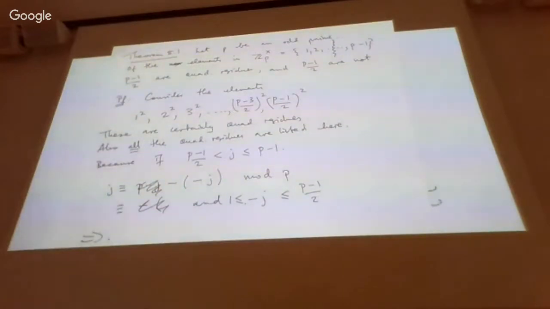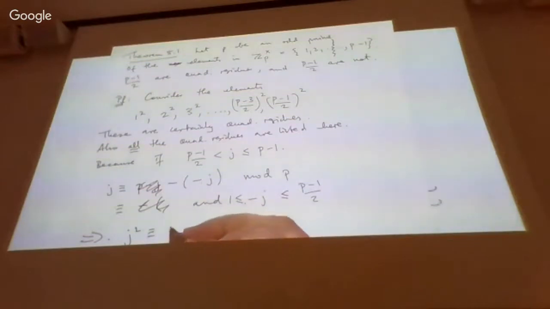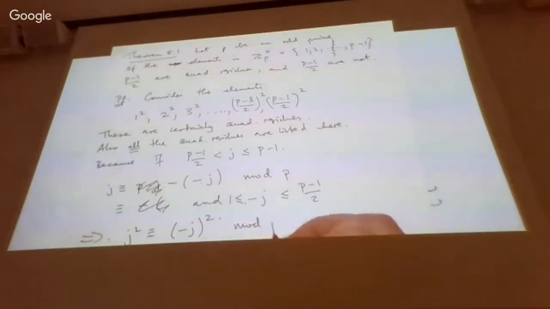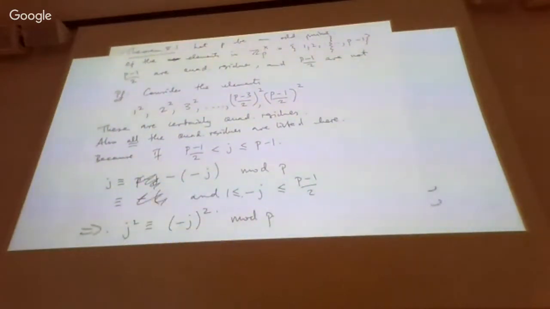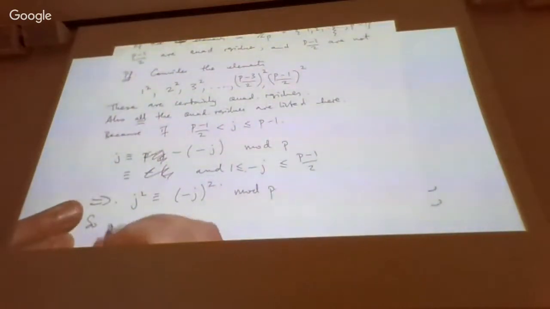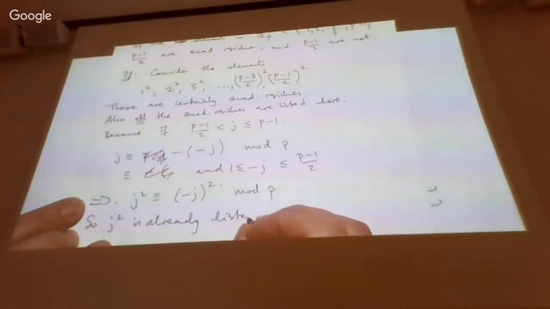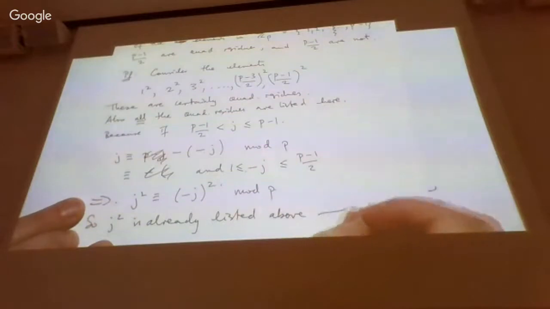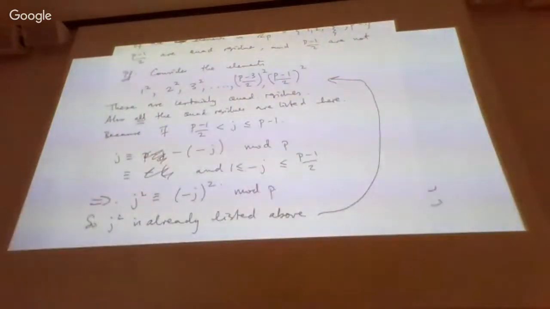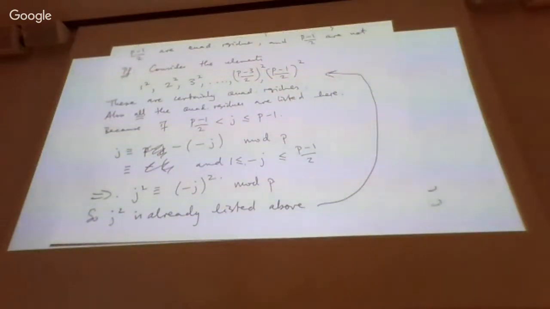But when you square both sides, you get that J squared is congruent to the square of minus J, which is just minus J whole squared. Squaring chops out that initial minus sign. So J squared is already listed above. We've already listed its congruence class. When I say J squared, I mean the congruence class of J squared, an element of ZP.